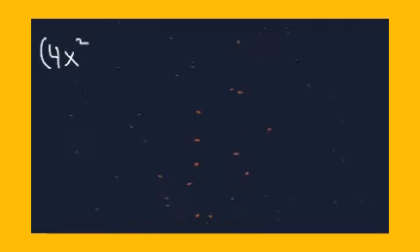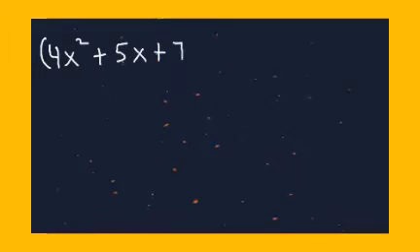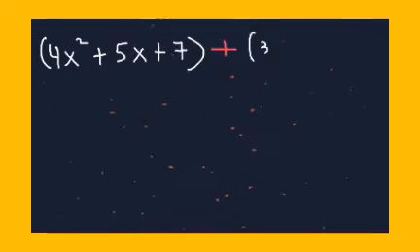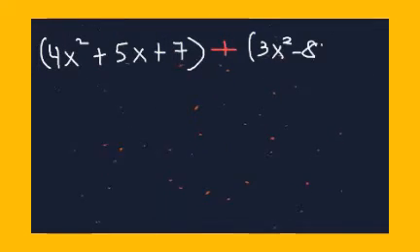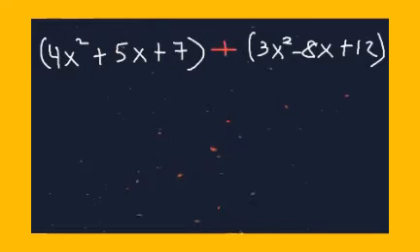Let's say we have 4x squared plus 5x plus 7, plus 3x squared minus 8x plus 12. How can we add these two polynomial expressions? If you know what to do, feel free to pause the video and work out this particular example.